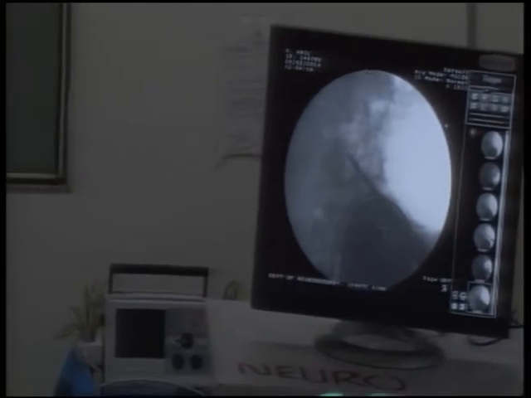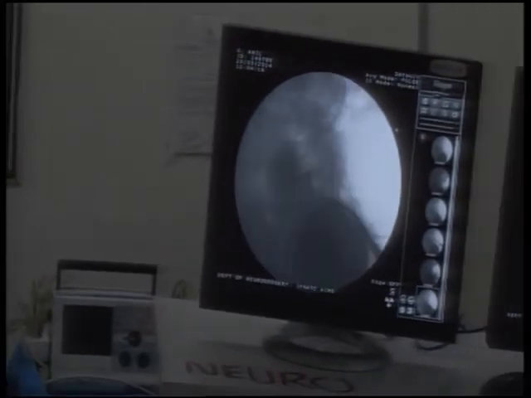I can try from this space. Okay, and this is the midline. So the puncture should be near around here. Okay.